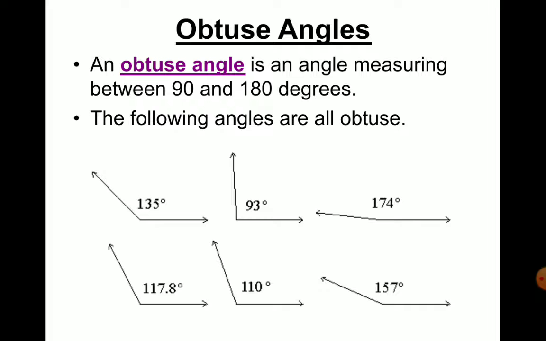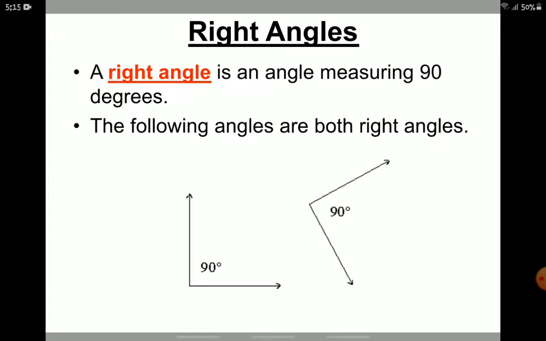These all angles are obtuse. So 135 degrees, 93, 174, 117.8. There's so many of them. You can just get tired listing them. 110, 157.